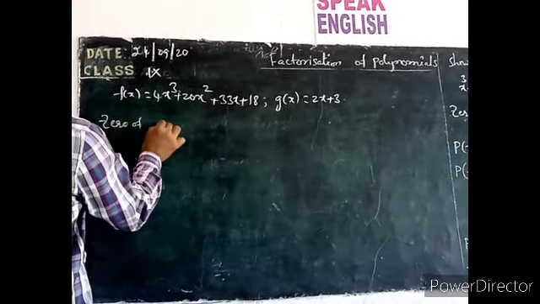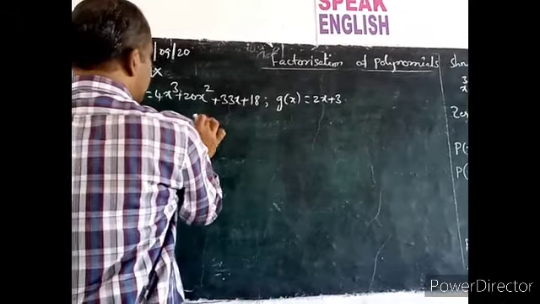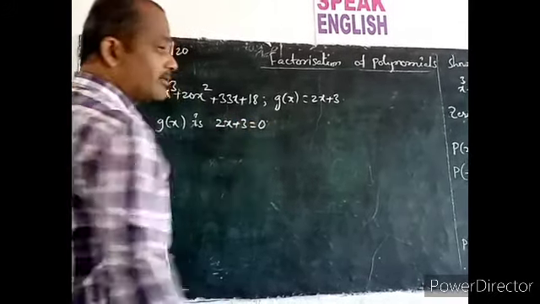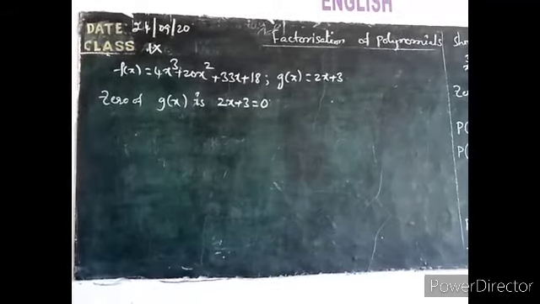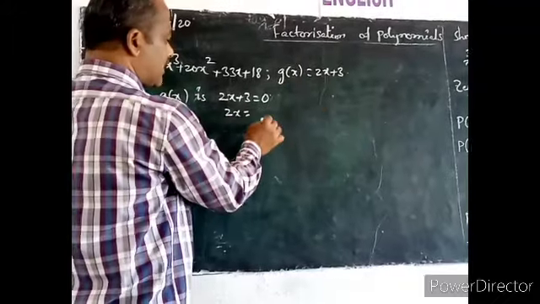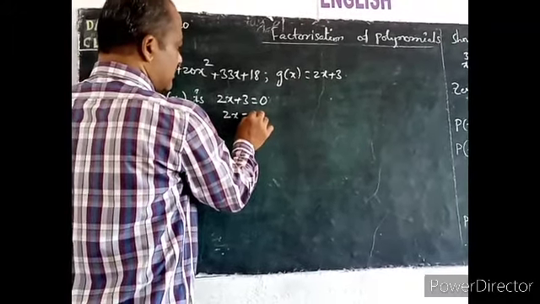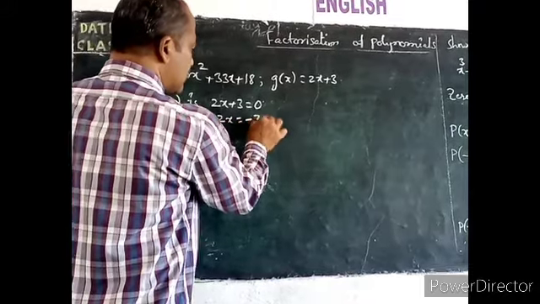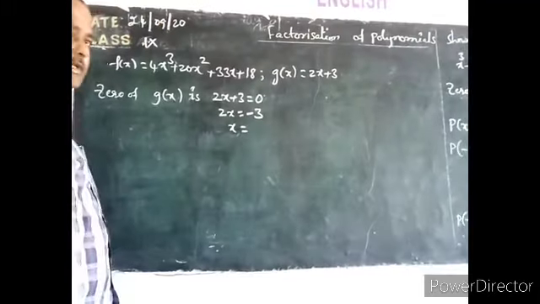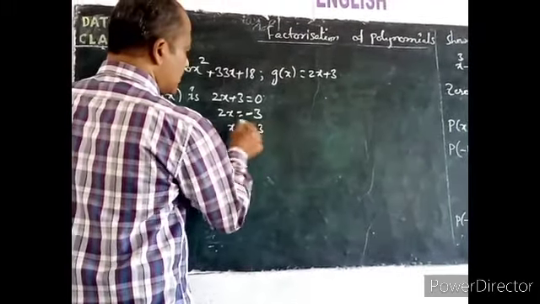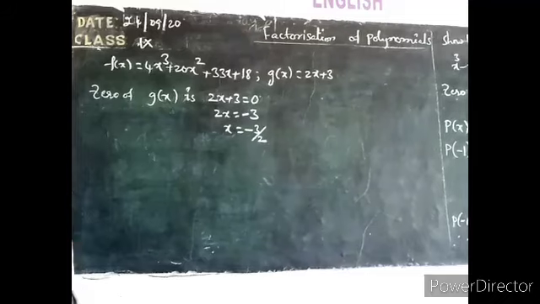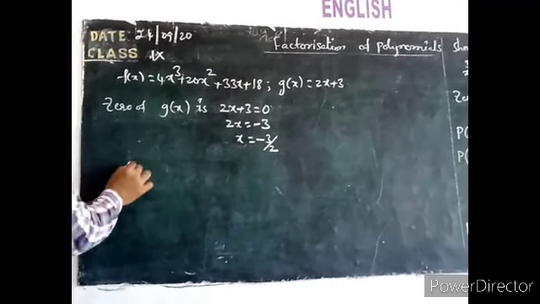Now the zero of g of x: 2x plus 3 is equal to 0. 2x is equal to, this plus 3 is transposing. What does it become? Speak out. Minus 3. Now you want x only. So 2 also is sent outside. That is transposing. Where did it get 2? Here in multiplication. Sending outside means division. That means minus 3 by 2 is the x value.